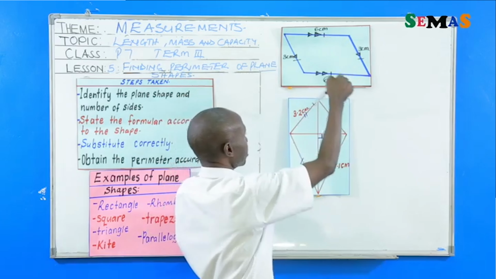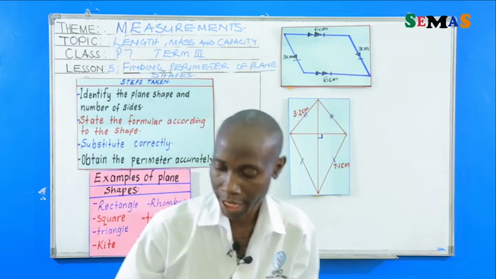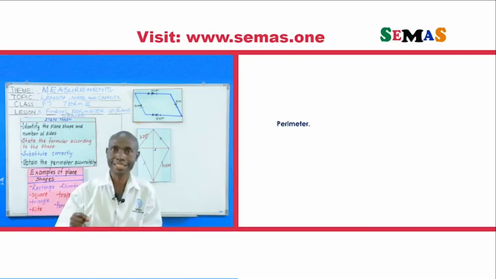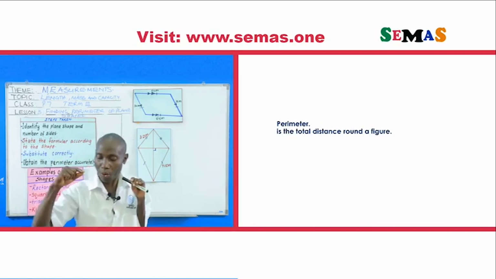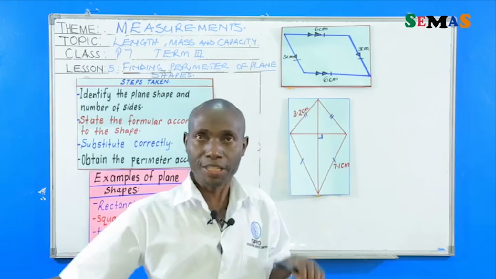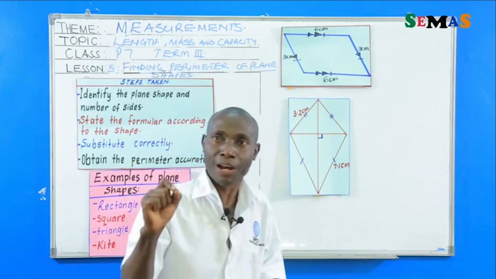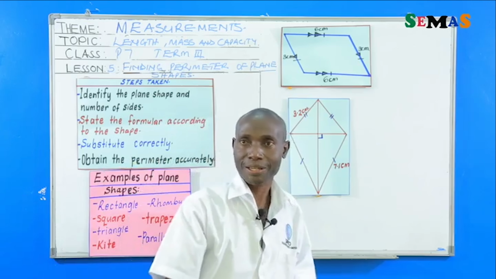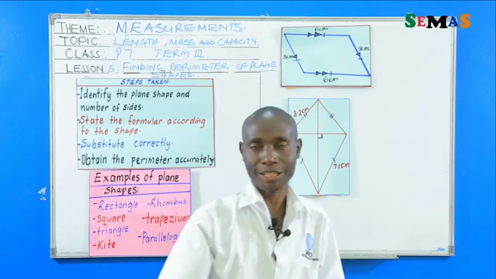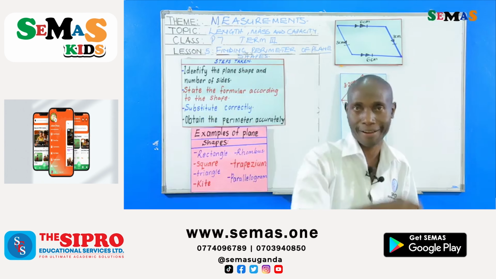And these are some of the shapes that we shall be looking at. Now, what is perimeter? Perimeter is the total distance round a figure. Now, if we say round a figure, figure can also be called shapes. But here are examples of plane shapes that we shall be looking for their perimeter.